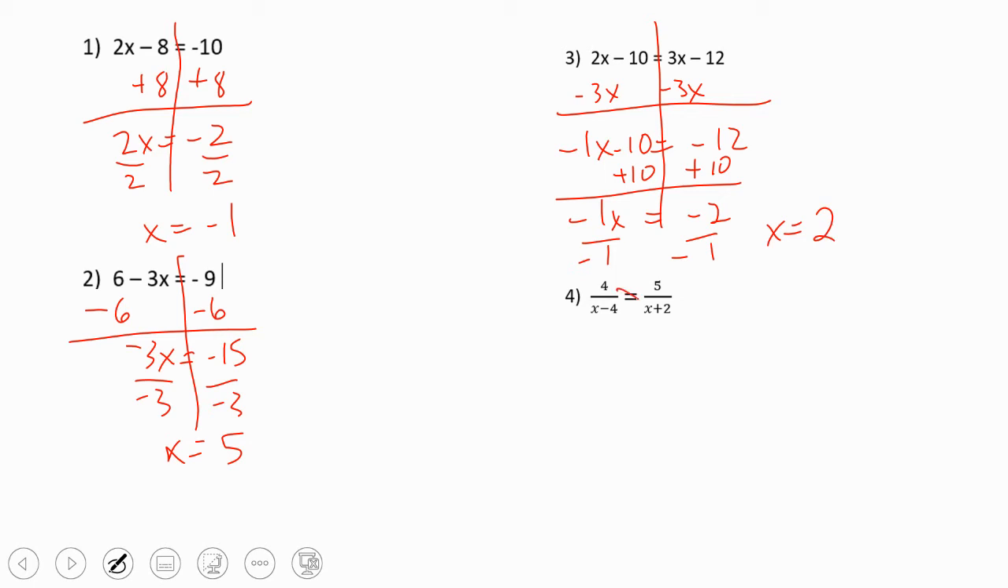Okay, now we have a proportion. We want to cross multiply, put parentheses there. So 5 times x minus 4 equals 4 times x plus 2. Distribute. Don't forget to distribute to the second one.